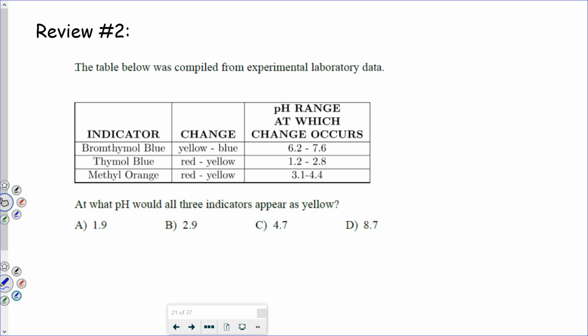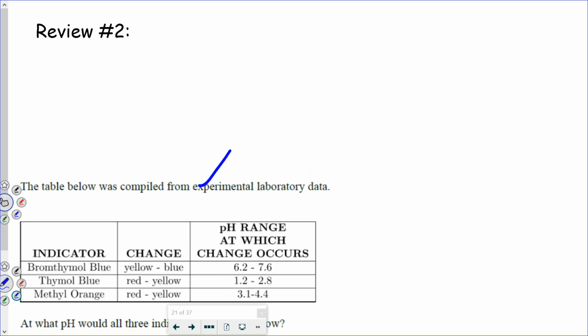All right, to do this problem, you're going to start with the pH of 1.9, and you're going to look at bromthymol blue first. So the pH of 1.9 is below 6.2. So that means if it's less than the number on the left, it's the color on the left. So it would be yellow in bromthymol blue. Good start. Let's check thymol blue. pH of 1.9. That falls between 1.2 and 2.8. When it falls between the two numbers, it's a mixture of the two colors, and red and yellow make orange. So that means that choice A is out.